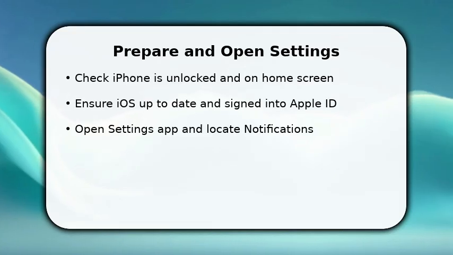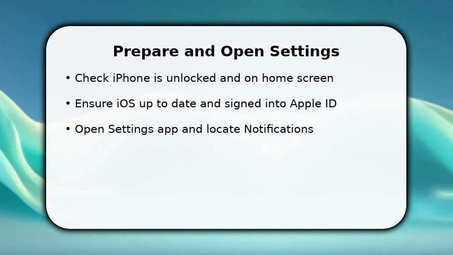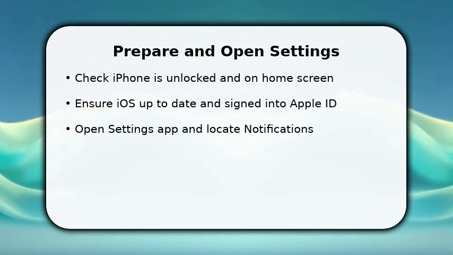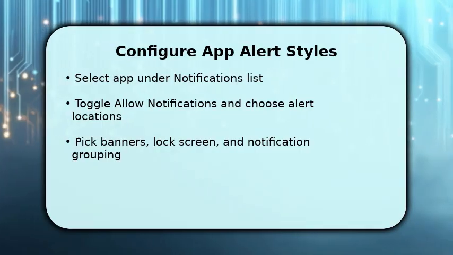From Notifications, select the first app you want to enable alerts for and keep this screen open to change its alert style. Now, select an app in Notifications to configure how alerts appear. Turn on Allow Notifications. This is the master switch.